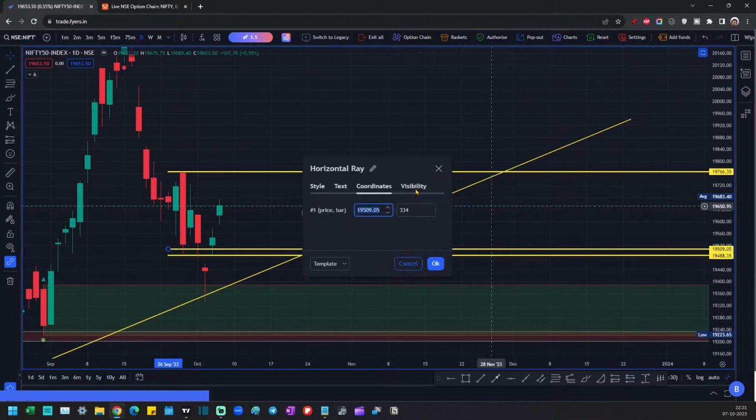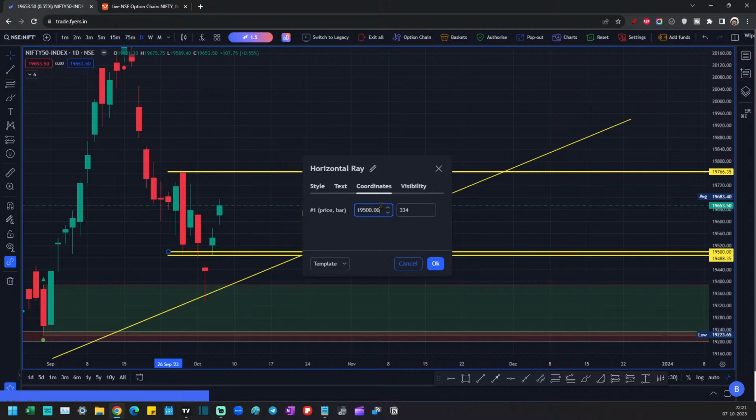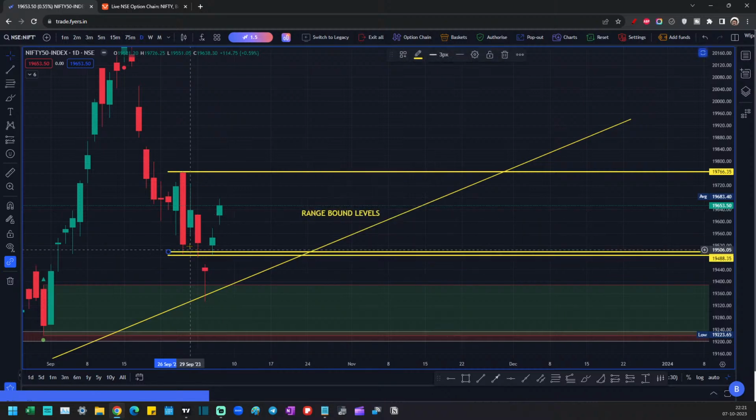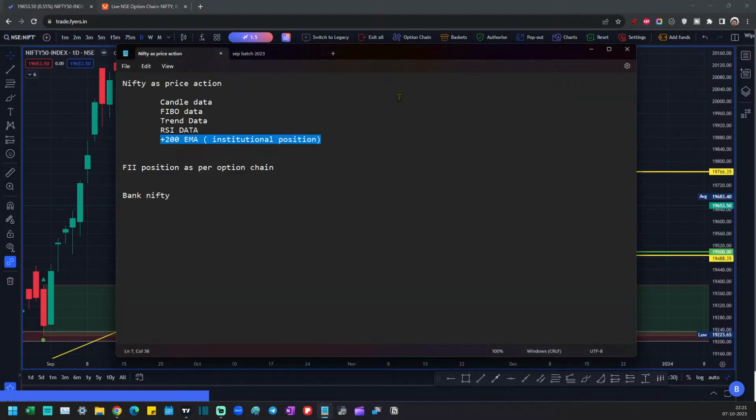This is 19,500. This is very close to that bar range where I marked 19,488. It is just 12 points below the 19,500 range. Again, this is the strongest institutional support for 26th October itself, the monthly expiry.